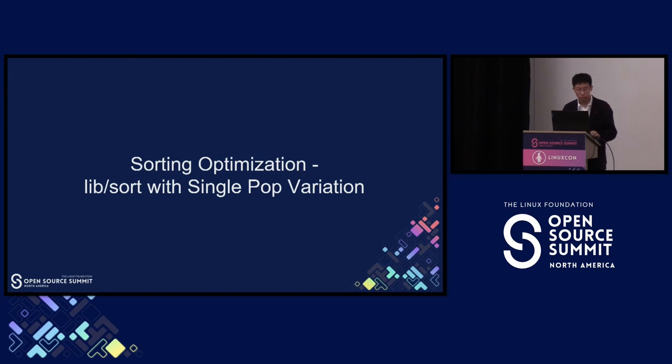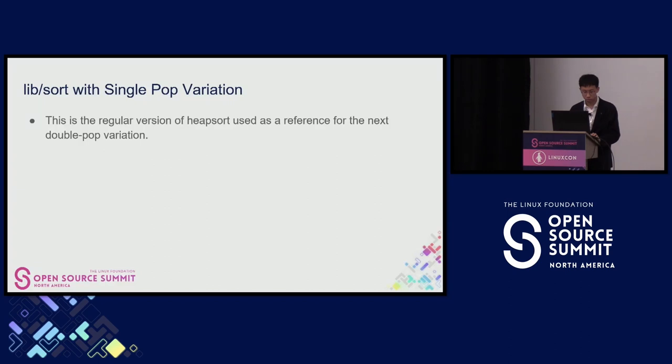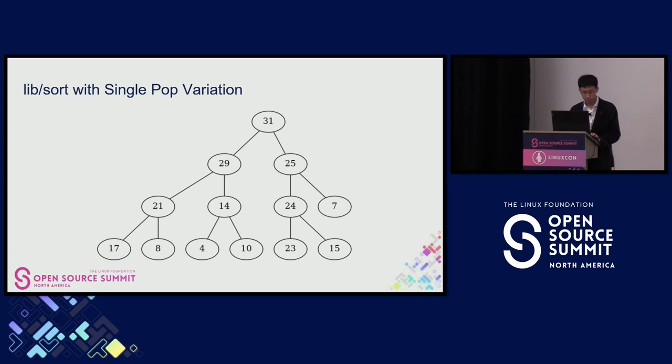Then another optimization is using the double pop variation. And I also put a single pop variation here to compare with the double pop variation. So this is the single pop variation. In a normal heap sort, this is a heap that is already constructed. We pop out one element from the max heap here. So we swap 31 with 15, and now we have one swap.